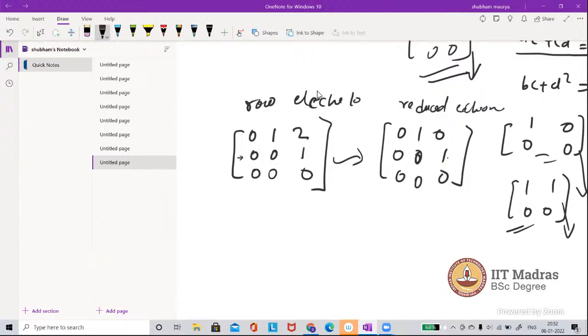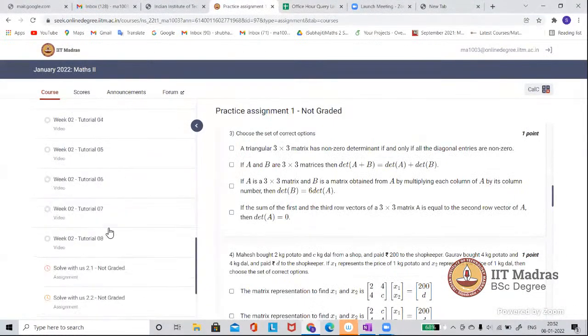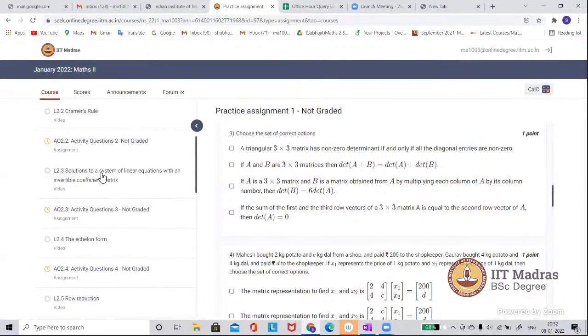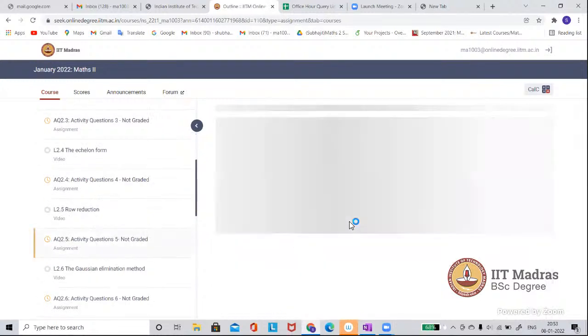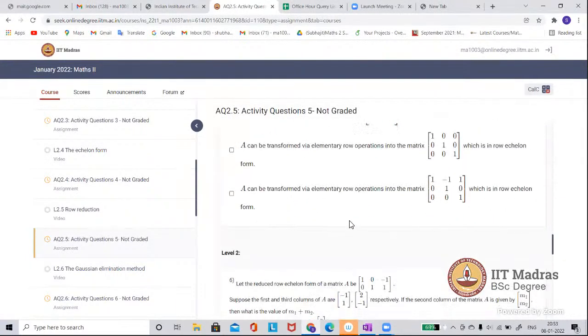No, sir, not that one. In activity 2.5, if you check question 6, okay, let me go to that. Yeah, because I was actually solving it and I came across it. I was wondering why it's called reduced echelon form. 2.5, question number 6.